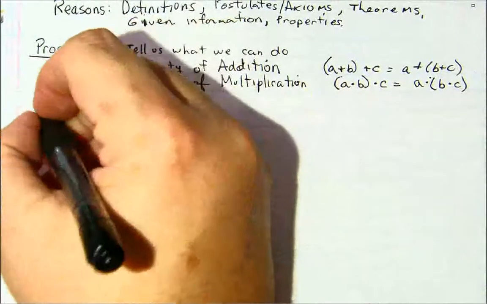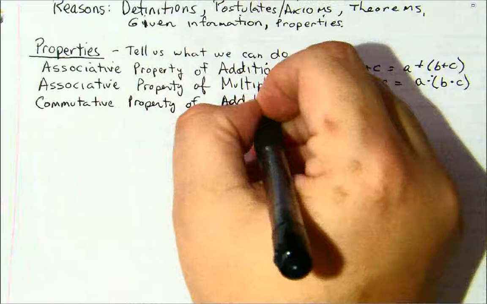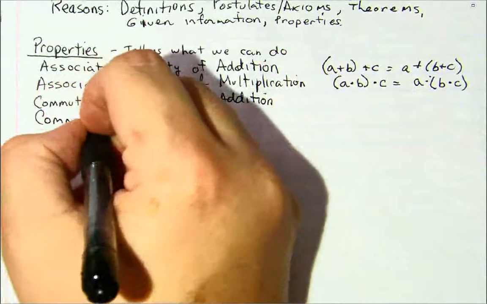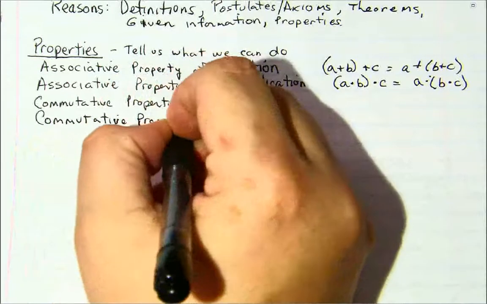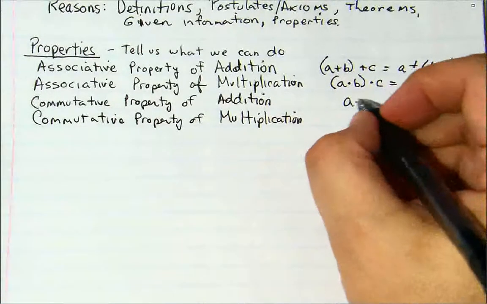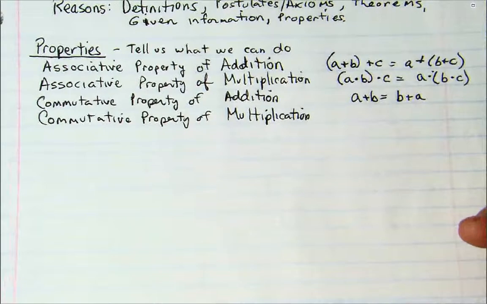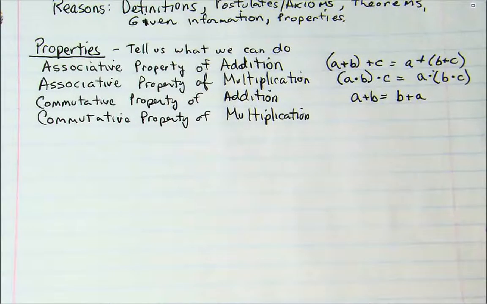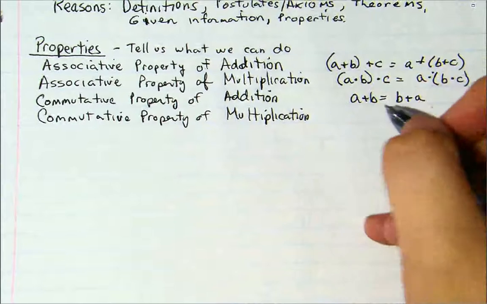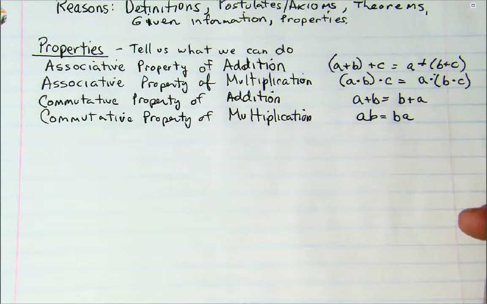Now, there's a commutative property. And you have one for addition and multiplication. For addition, it says if you have A plus B, this is equal to B plus A. Isn't that just normal logic? Doesn't that just make sense? If you have 2 plus 3, it's equal to 3 plus 2. But the thing is, if you have 2 minus 3, it's not the same as 3 minus 2. Because one's negative 1, the other one's 1. The commutative property of multiplication, A times B is equal to B times A. Same thing backwards. 2 times 3 is equal to 3 times 2.